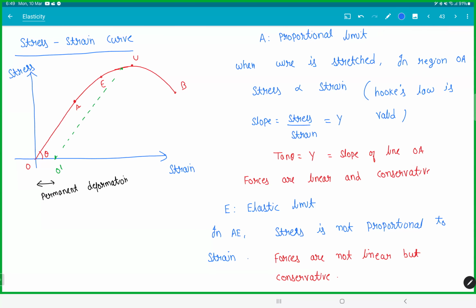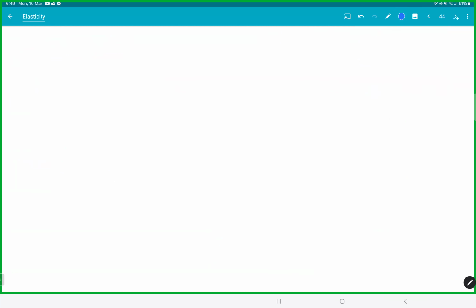Now, so what happens in the A region? If you remove the force, there's a bit of a theory. If force is removed, the wire goes back to the natural length. So up to E, you're safe. It won't act like a proper spring, but nothing breaks.